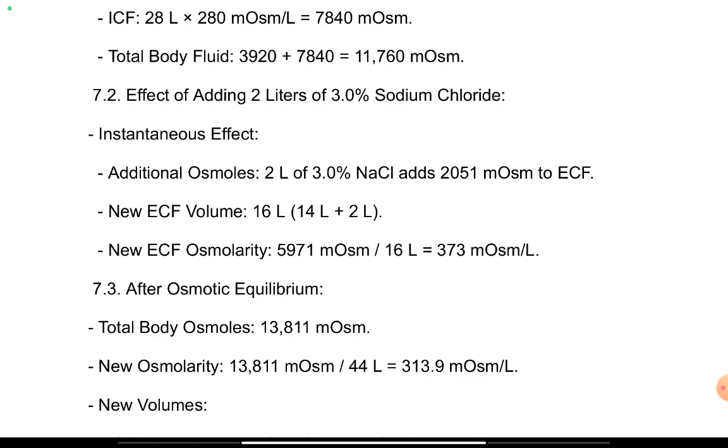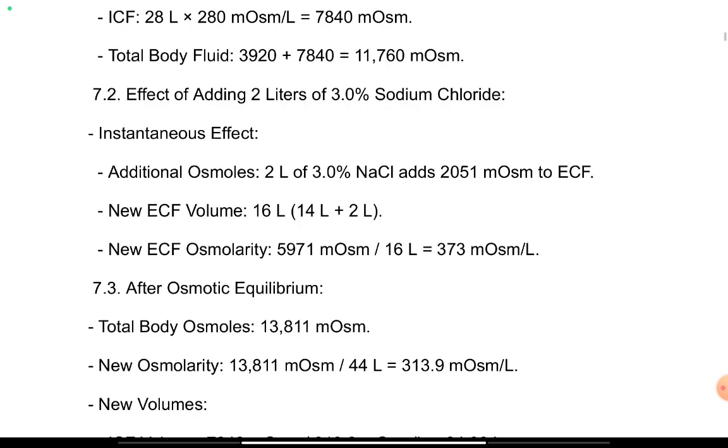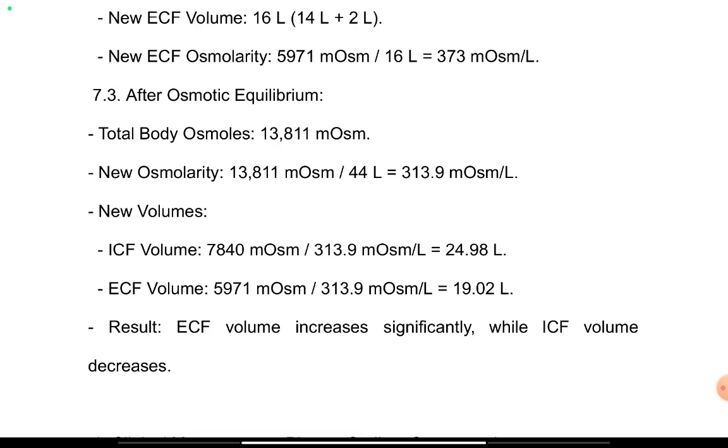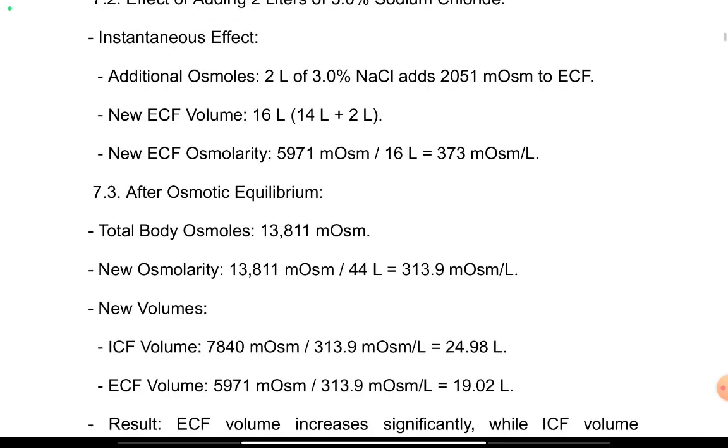So the effect of adding 2 liters of 3% sodium chloride. 3% sodium chloride is hypertonic because 0.9% is what? Isotonic. Anything lesser than 0.9% is hypotonic and anything greater than 0.9% is hypertonic. So these are just basic calculations that you can do by yourself. Just try to wrap your head around it.